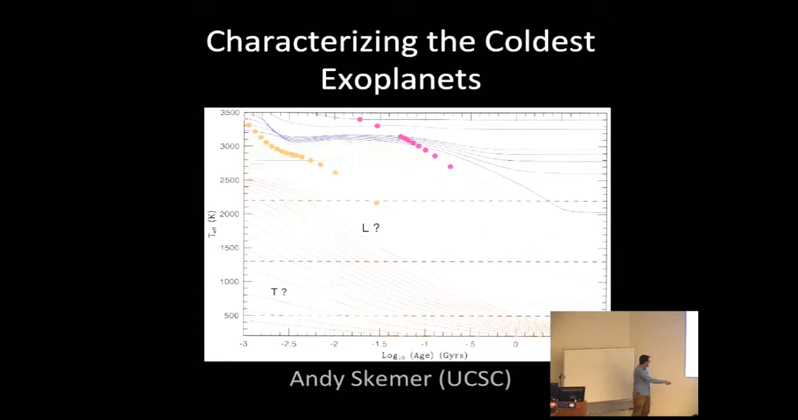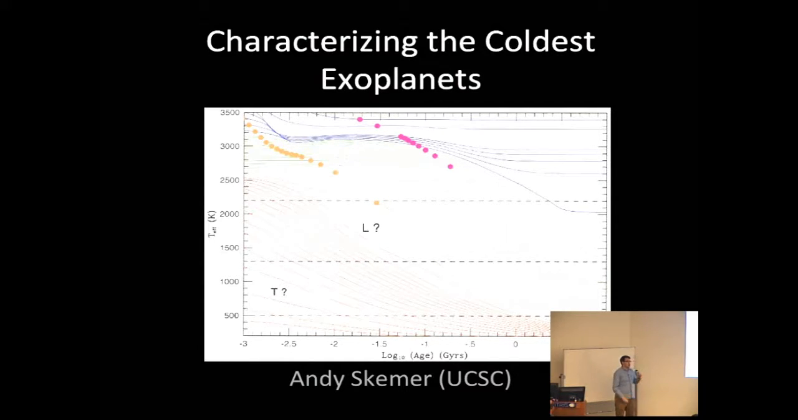And you've got age on the x-axis and temperature on the y-axis. And so what you can see is you've got spectral types here. These are M dwarfs, L dwarfs, and T dwarfs. Within these categories, the planets and the stars and the brown dwarfs all look pretty much the same. So for something that's, say, 2400 Kelvin, depending on your age, you could be a star, a brown dwarf, or a planet. And generally speaking, you're going to look about the same.